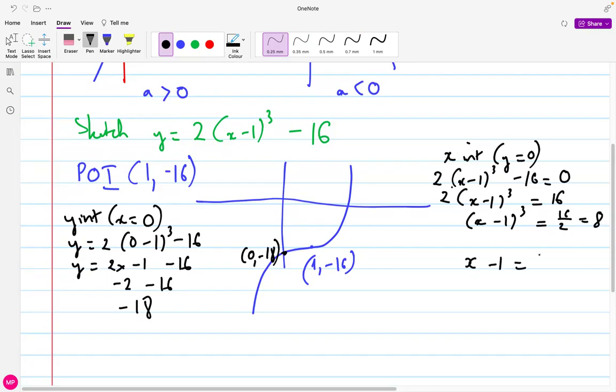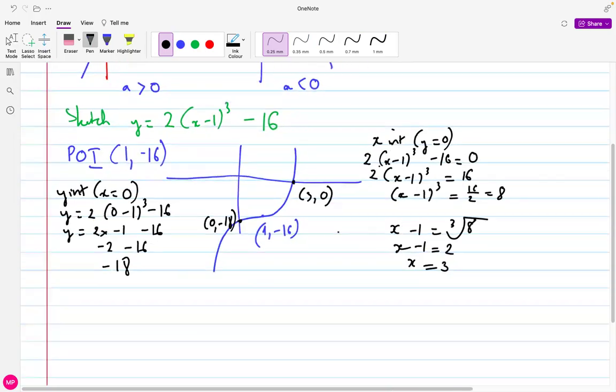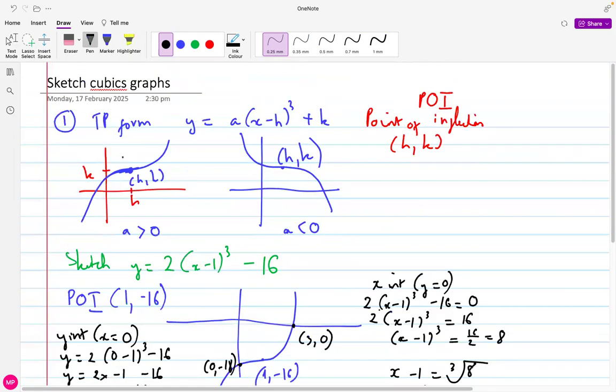When you cube root, you only have one solution. When you square root, you have two solutions, but cube root only has one. So the cube root of 8 is 2, x minus 1 equals 2, x equals 3. So you end up having here (3, 0). There you go. So this is the first form, the turning point form.